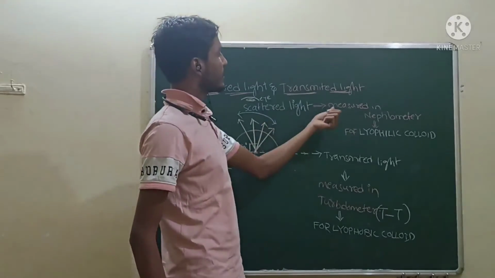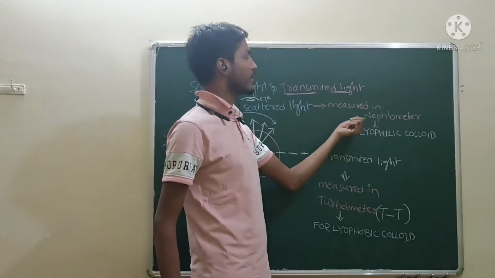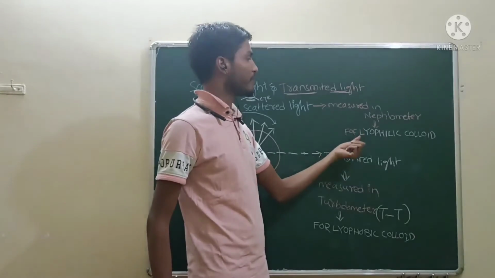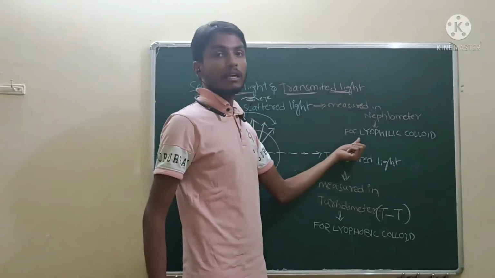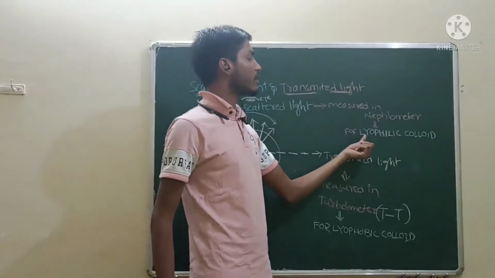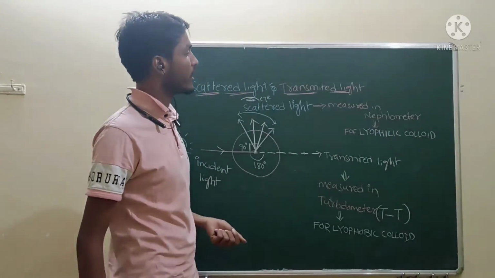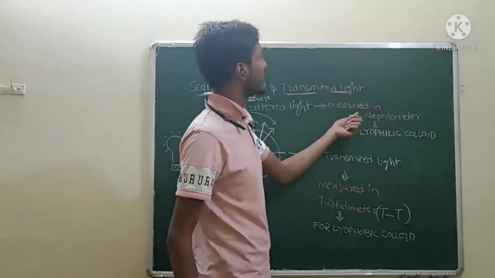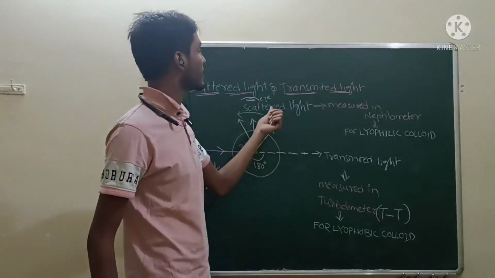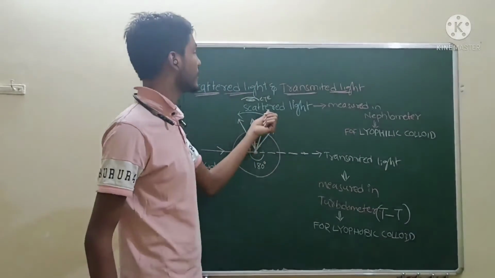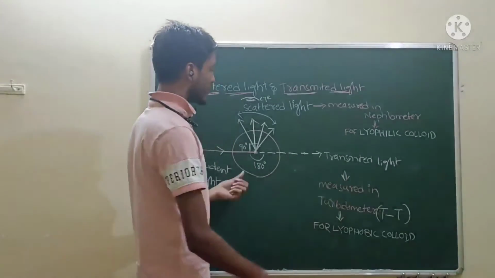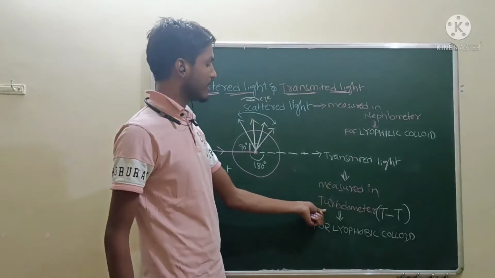The scattered light can be measured in nephelometry, or in the nephelometer, for measuring the concentration of lyophilic colloid. In the nephelometer we can measure the scattered light at 90 degrees. But in the case of the turbidometer we can measure the transmitted light.